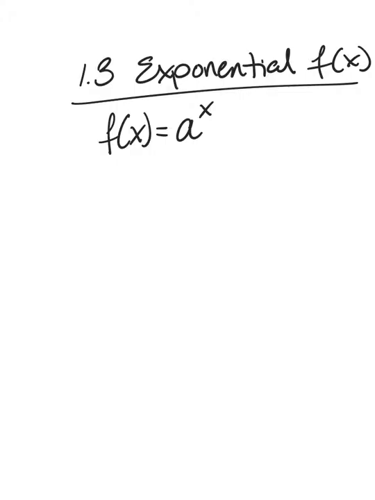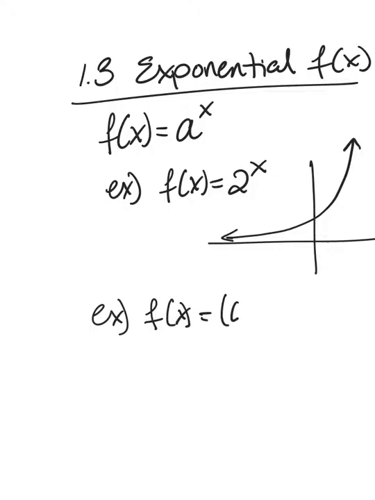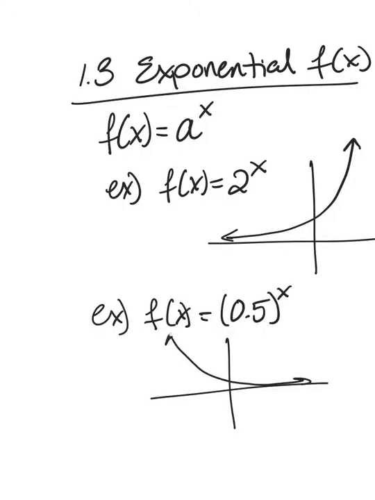Got it? So, for example, if I did f of x equals 2 to the x, my graph would show exponential growth. It would look like that. If my function was 0.5 to the x, where my base is some number between 0 and 1, this is exponential decay. So it starts out high and then gets lower. Hopefully you remember that from Algebra 1 and Algebra 2.